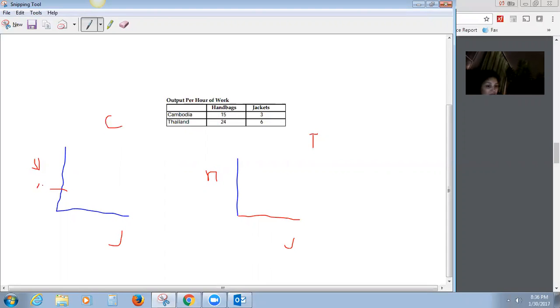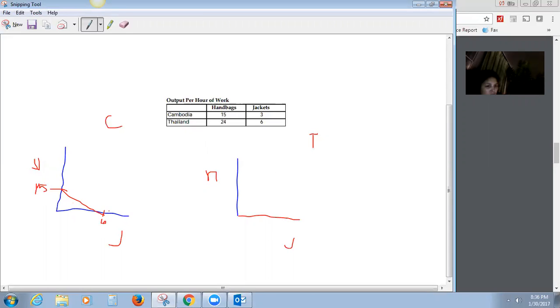Again, my handwriting's awful. Or they can do 24 handbags, or they can do 6 jackets. This point here is 6. You connect the 2 points, and that tells you their PPF curve right there. Now, Thailand, on the other hand, if they did nothing but, did I mess up?